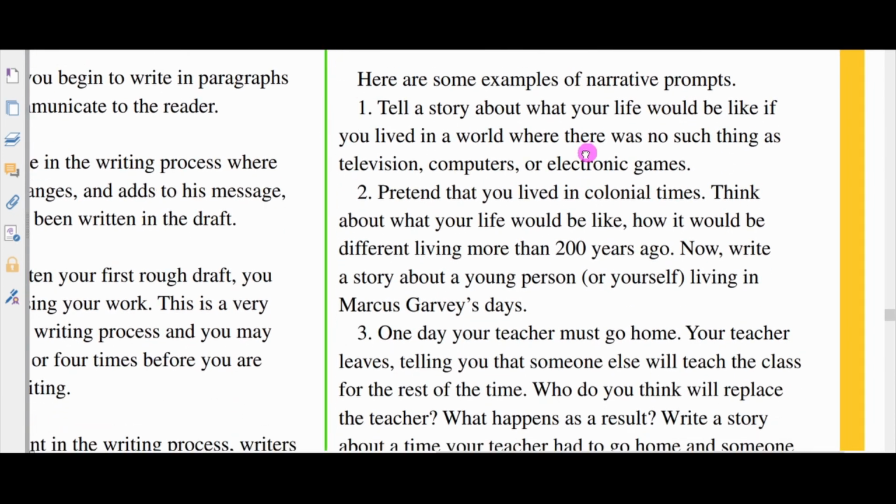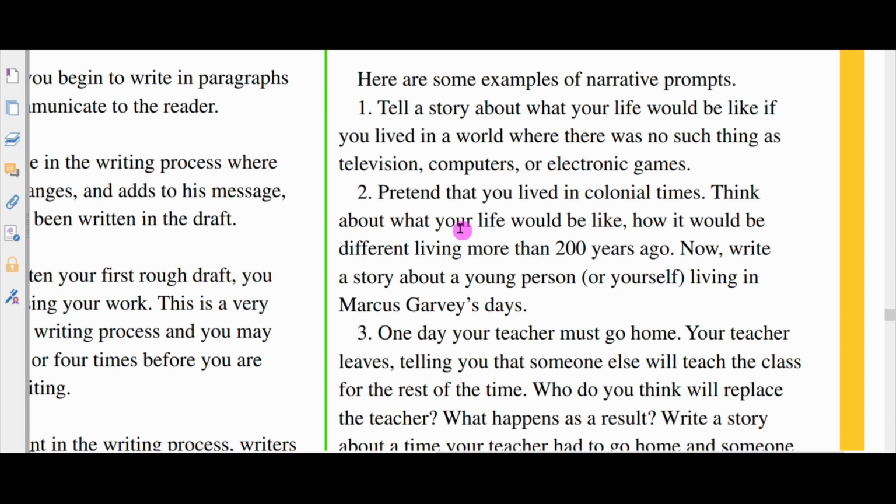Now, here are some examples of narrative prompts. 1. Tell a story about what your life would be like if you lived in a world where there was no such thing as television, computers, or electronic games.